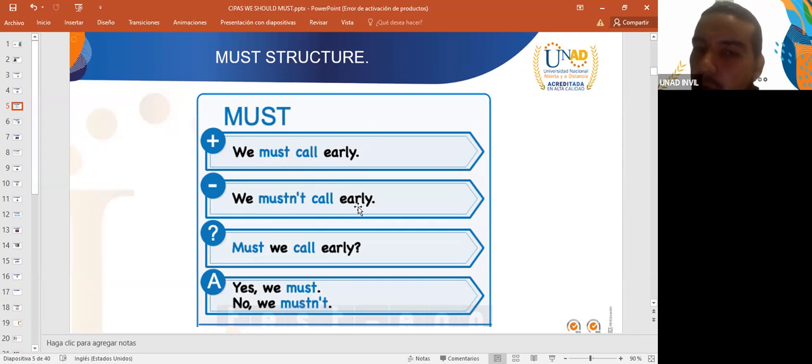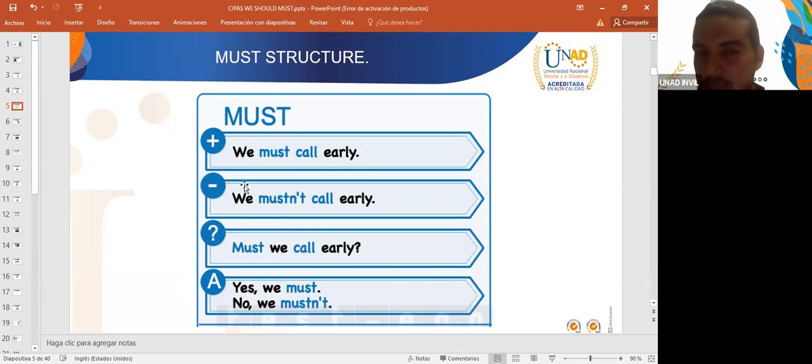We mustn't call early. Que sería como que nosotros no debemos llamar temprano. Y si quiero hacer una pregunta, entonces en ese caso lo que debo es invertir, cambiar la posición del sujeto con el verbo. Entonces, si es una pregunta, ya vamos a iniciar por must y lo cambiamos de posición en relación al sujeto. Must we call early? Sería algo así como que debemos llamar temprano.